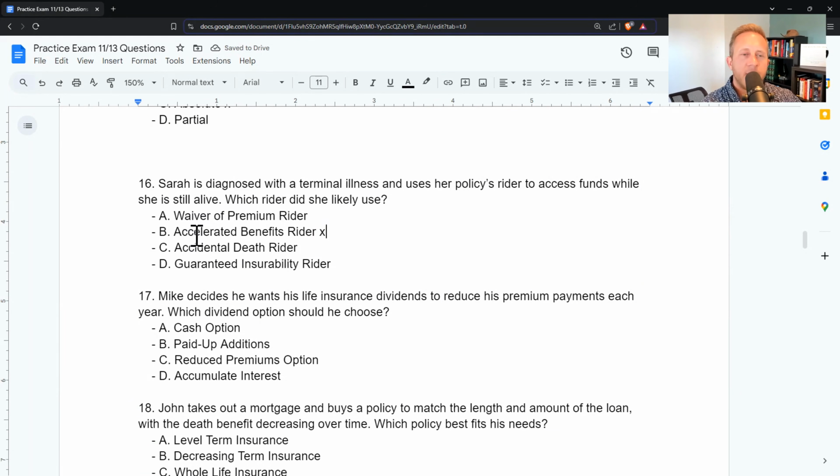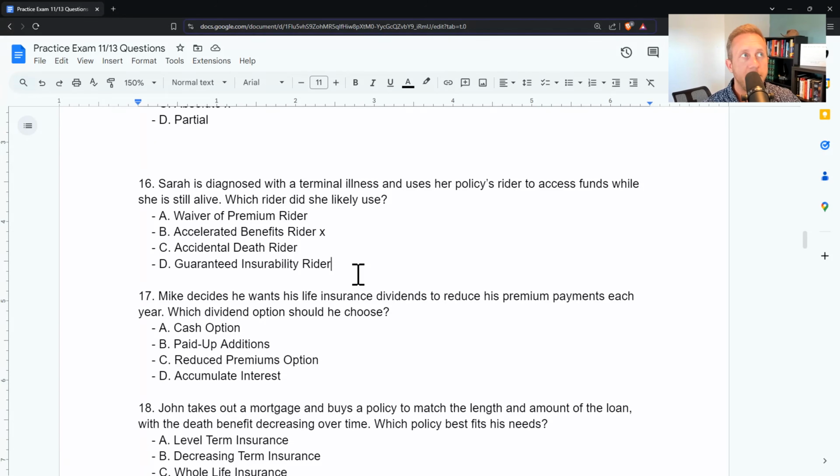The waiver of premium rider will pay her premium if she is disabled. The accelerated benefits rider will pay her benefit to her if she's terminally ill. An accidental death rider will double or triple her death benefit if she dies as the result of an accident. And the guaranteed insurability rider allows her to increase her face amount at random time intervals, or specific life events, without having to go through underwriting and show evidence of insurability.